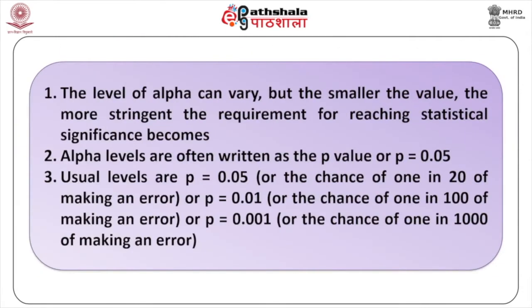The level of alpha can vary, but the smaller the value, the more stringent the requirement for reaching statistical significance becomes. Alpha levels are often written as p-value or p equals 0.05. Usual levels are p equals 0.05, or the chance of 1 in 20 of making an error, or p equals 0.01, or the chance of 1 in 100 of making an error, or p equals 0.001, or the chance of 1 in 1000 of making an error.